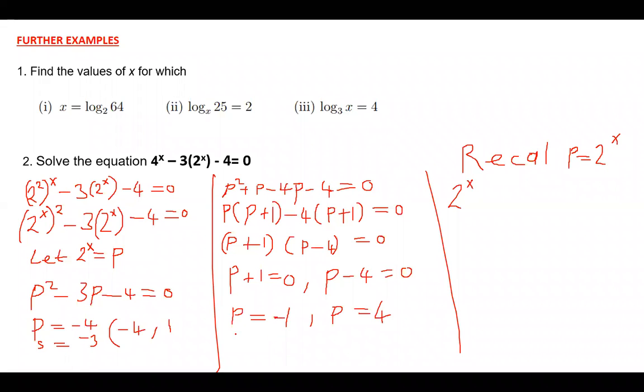So in the first solution, p is equal to -1. We say 2 to the power x is equal to -1. To find the value of x there, we introduce the natural log ln on both sides. So we're going to have ln 2 to the power x being equal to ln -1. The ln of a negative number does not exist. As a result, here you just write no solution.